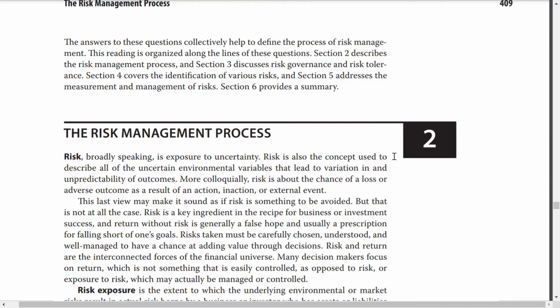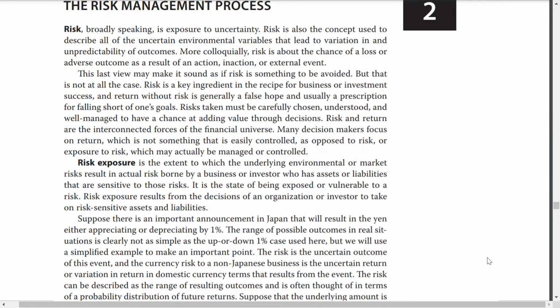Risk management process. Risk, broadly speaking, is exposure to uncertainty.